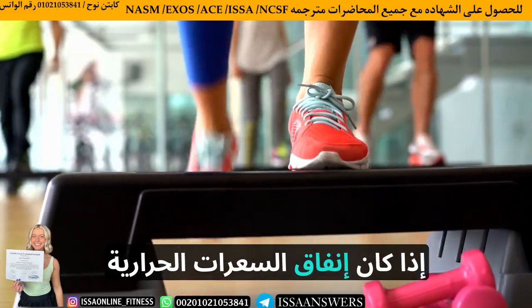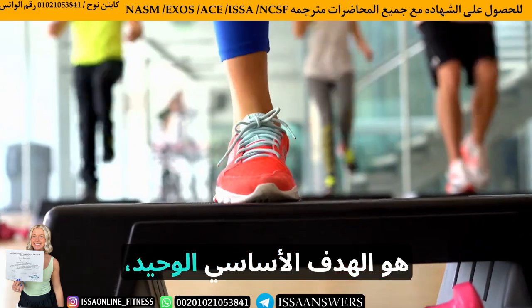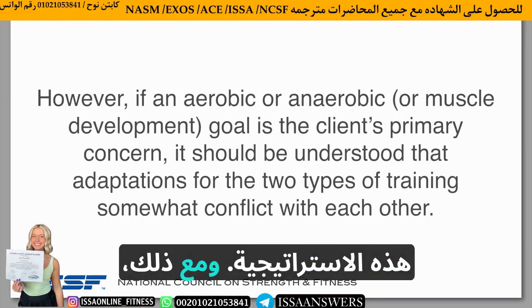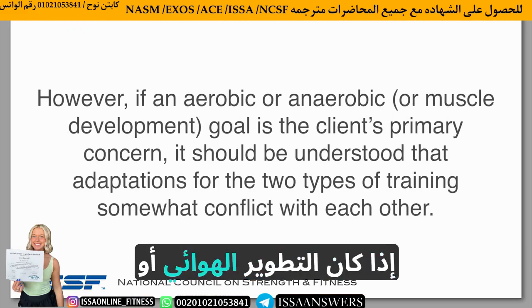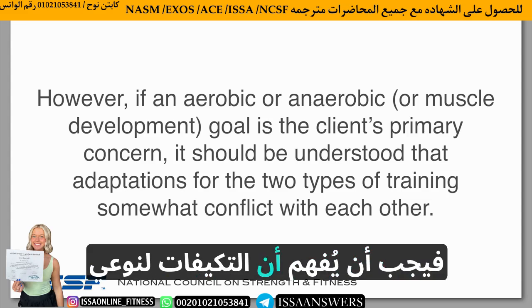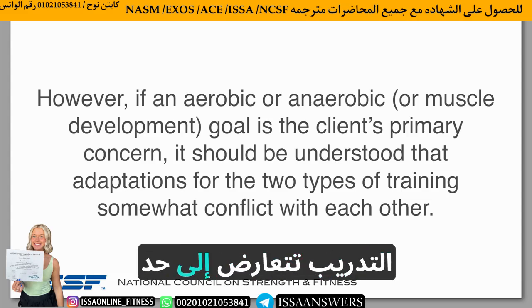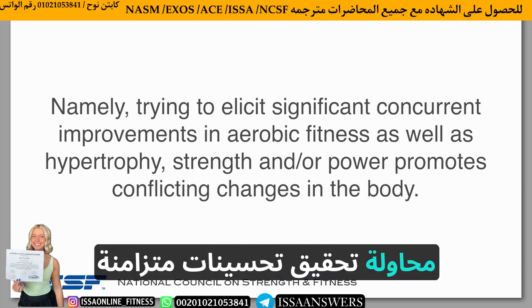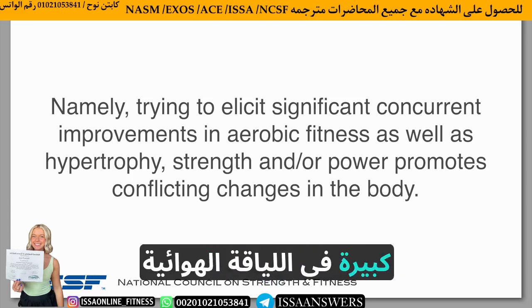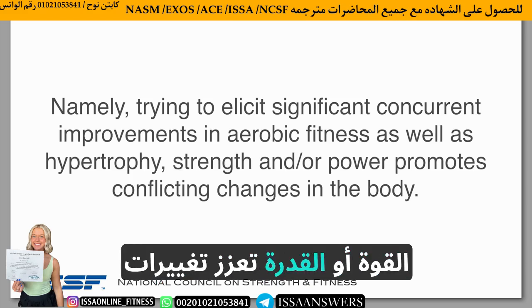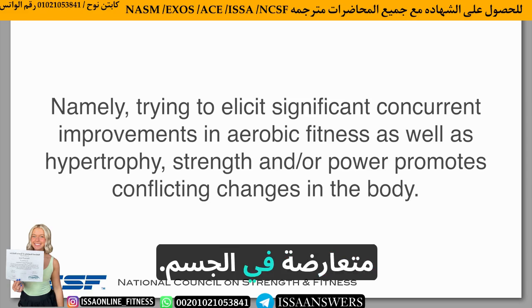Now, if caloric expenditure is the only primary goal, there is little to consider concerning this strategy. However, if aerobic or anaerobic development is the client's primary concern, it should be understood that adaptations for the two types of training somewhat conflict with each other. Namely, trying to elicit significant concurrent improvements in aerobic fitness as well as hypertrophy, strength, or power promotes conflicting changes in the body.